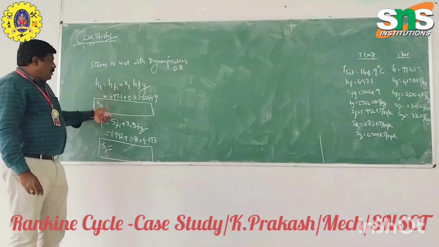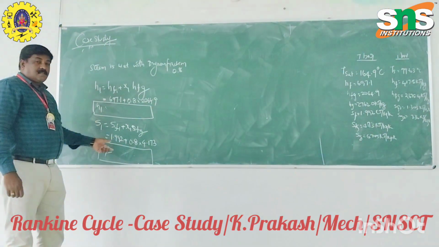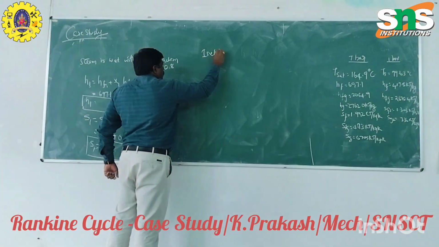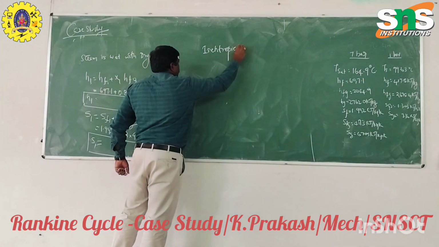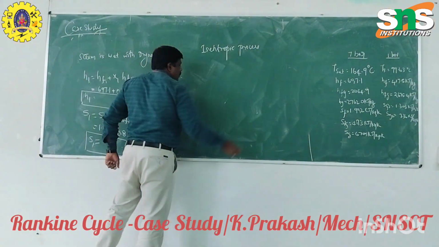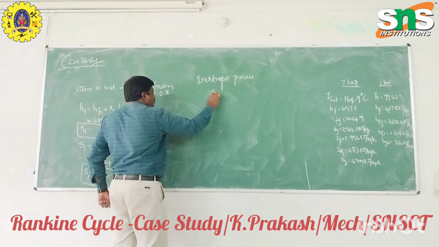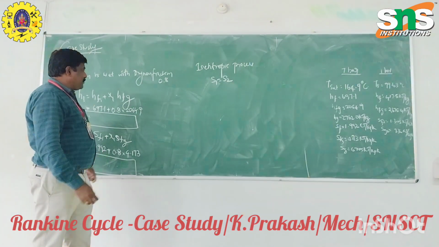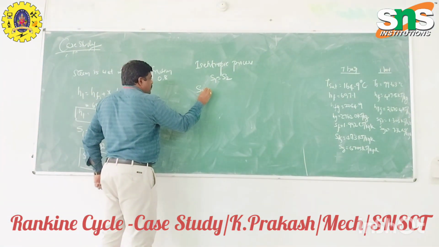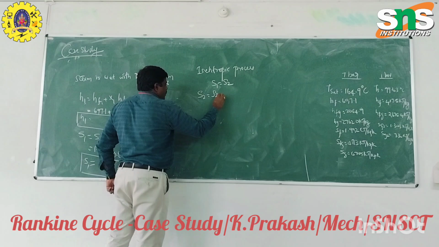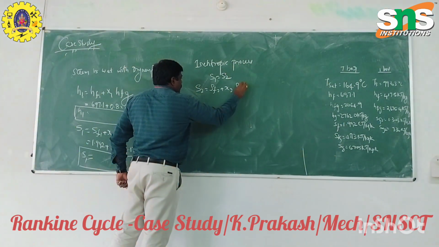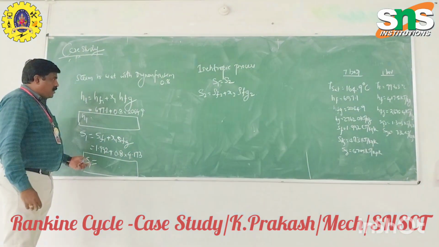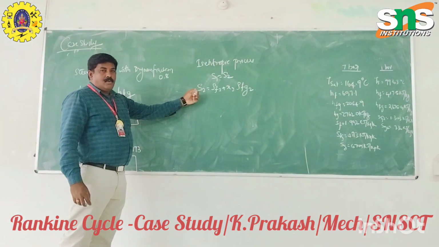Okay. Now we know that the process is an isentropic process. So we know that the value of S1 is equal to S2. Now what is S2? S2 is S of 2 plus X2 into S of G. We are getting the value of S1 here, so that value can be substituted here.